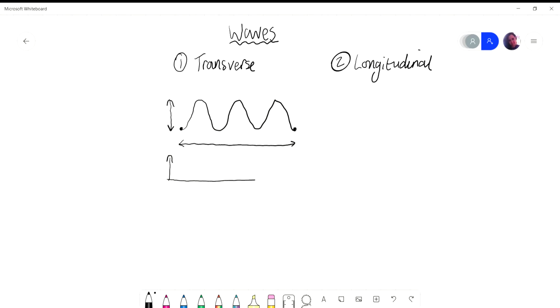Okay, so like this. That's what we've done above. So that's perpendicular to, or at 90 degrees to each other. Okay, so any transverse wave, that will be the case.